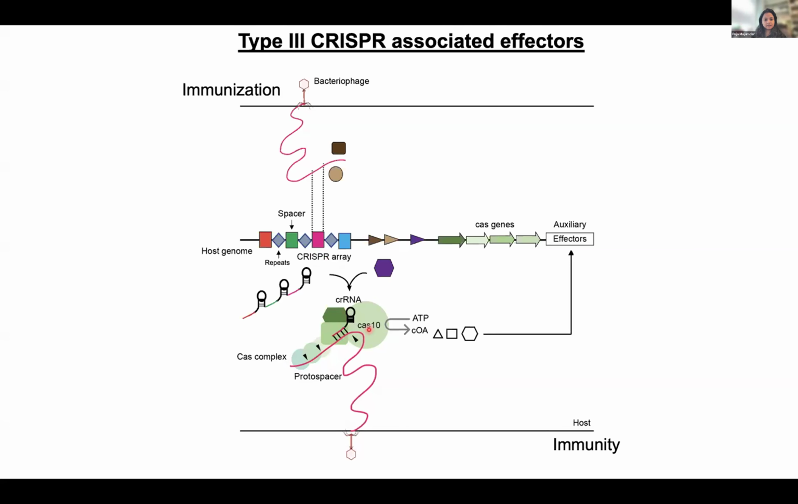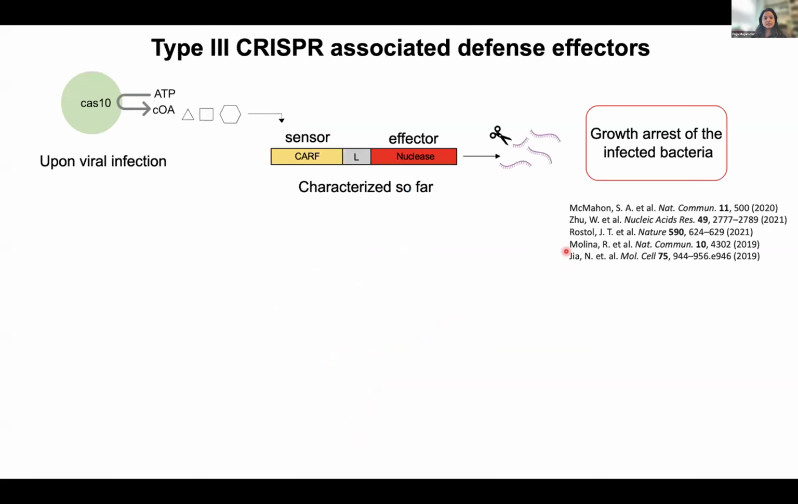Among these Cas nucleases, Cas10 has a very unique role. It can act as a nuclease, and also as a cyclase. The cyclase domain of Cas10 then synthesizes cyclic oligoadenylates. These small cyclic RNA molecules act as a signal to auxiliary effector proteins, which we are interested in. These auxiliary effectors have a very simple bipartite architecture.